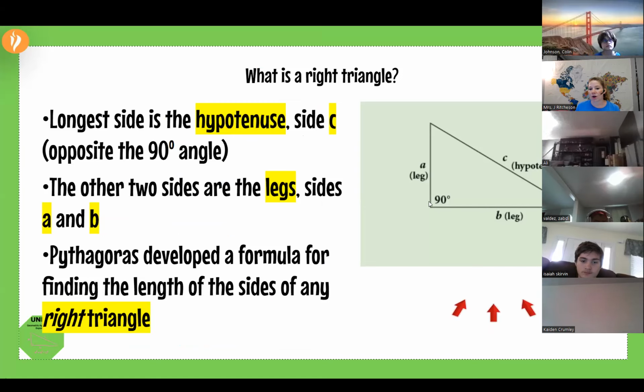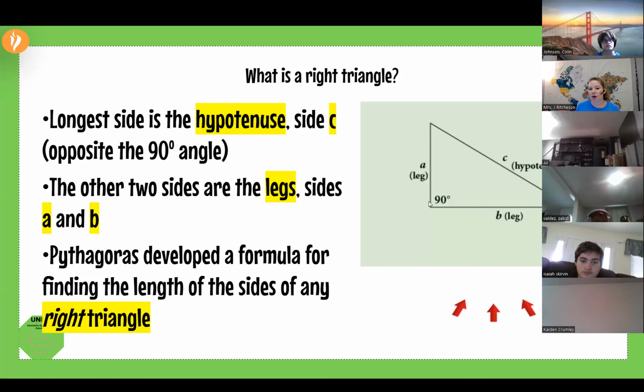All right. So the important part, like I said earlier, is you must use letter C for the hypotenuse every single time. A and B are interchangeable. It doesn't matter if you use this side for A or this side for B. Same thing for this side. Doesn't matter if you use the letter A or B, but the hypotenuse must always be the longest side.